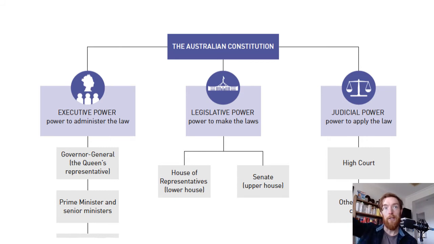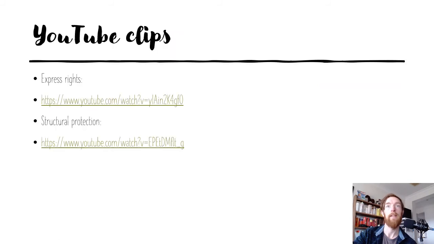So we've got the Australian Constitution, which breaks things into executive power, which is the power to administer the law, legislative power, the power to make laws, and judicial power, which is the power to apply the law. The Governor General, the Queen's representative, the Prime Minister and senior ministers administer the law, and they can set the rules around law. The power to make law comes from the House of Representatives and the Senate. We've talked about that a lot in previous topics. And the High Court and other law enforcement bodies are the people who can apply and enforce the law, which comes under judicial power.